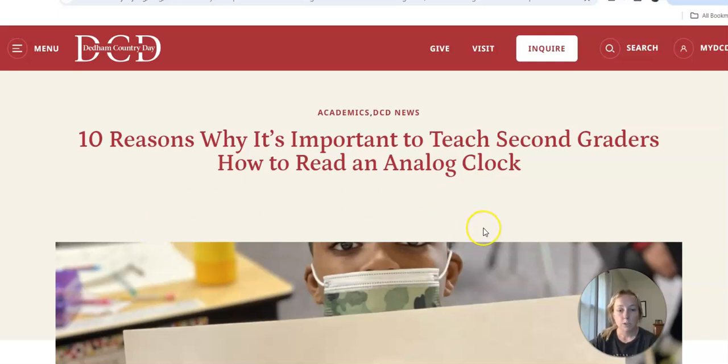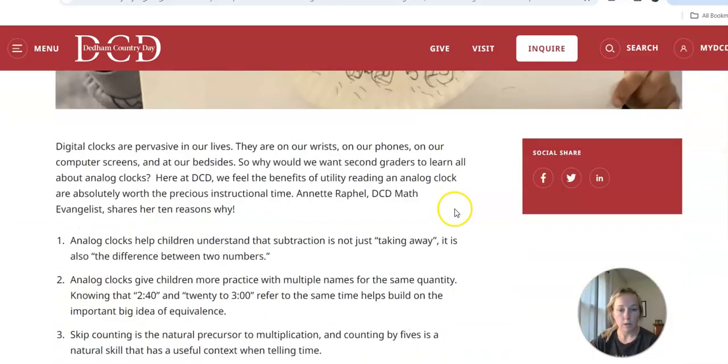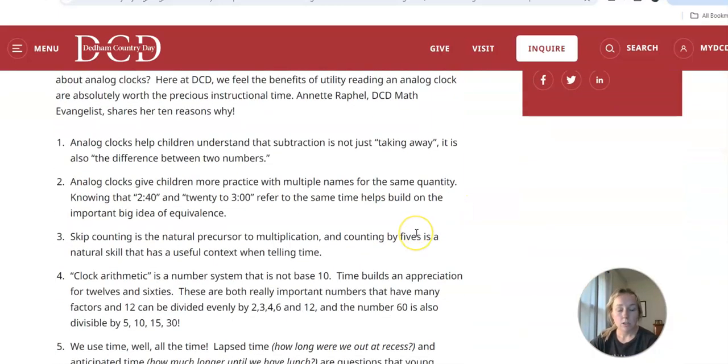So I did some research on why this is important, like why we should teach kids how to read an analog clock. So that's what I'm on right now. And just some of the reasons are that analog clocks help students understand subtraction and that it's not just taking away. It is the difference between 2 numbers.